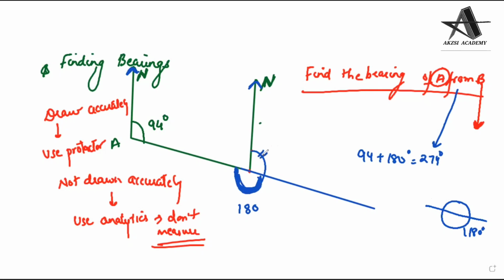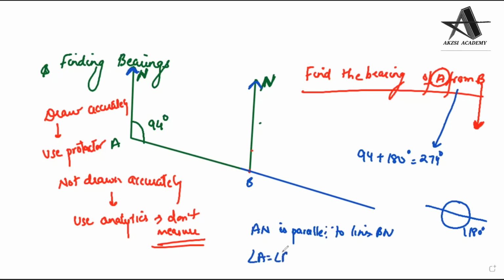Only the remaining part is left. How can we calculate this part? It's simple. The north line and north line are parallel to each other. So I can say line AN is parallel to line BN. And if they are parallel, then angle A is equal to angle B, which is equal to 94 degrees because of corresponding angles.